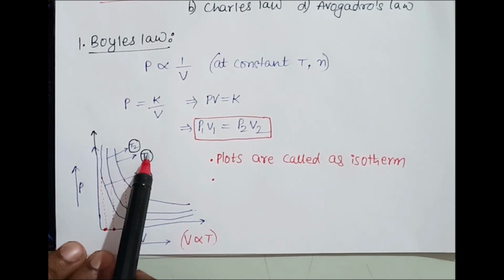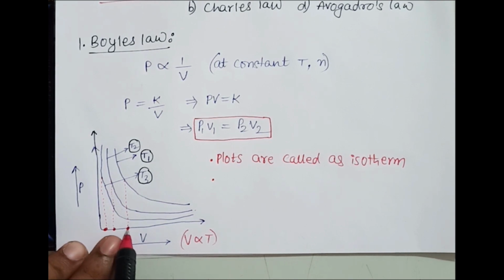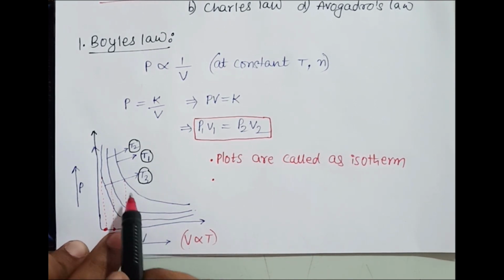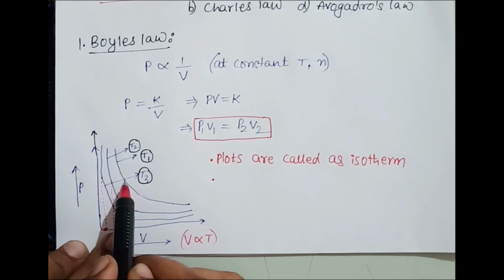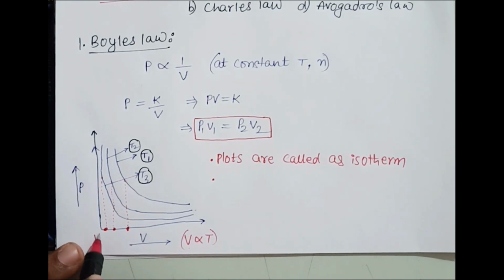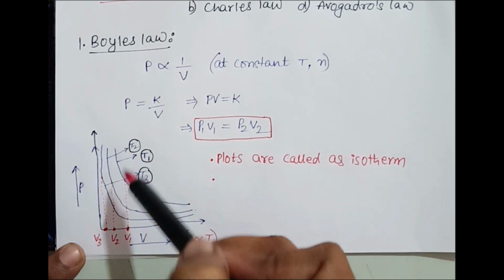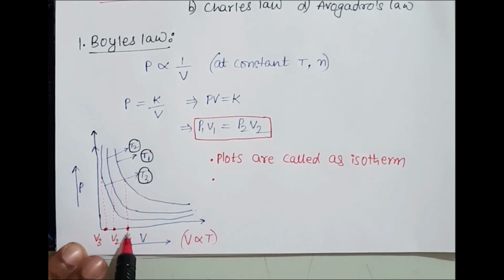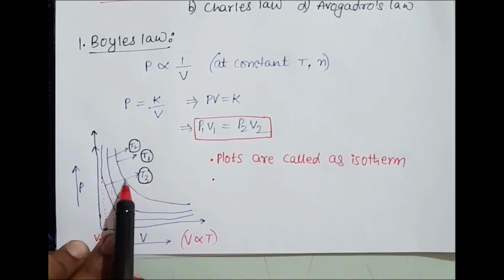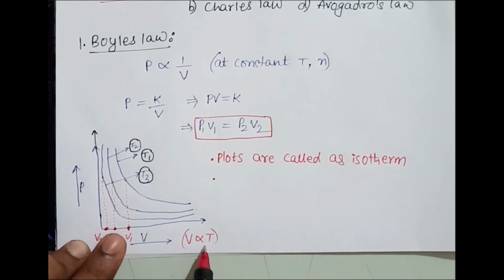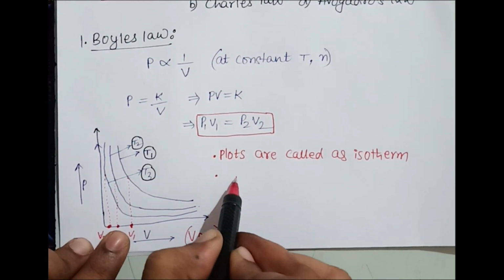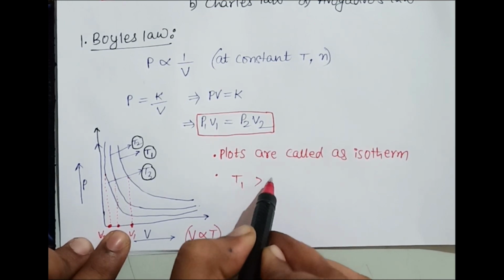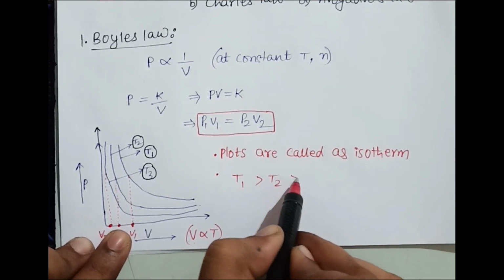I don't know which one of T1, T2, T3 is bigger, but I know V1 is bigger. So let me say this is V3, this is V2, this is V1. V1 is a bigger value, which means as per this law, T1 is the bigger one. Therefore, here I can say T1 is greater than T2 is greater than T3.